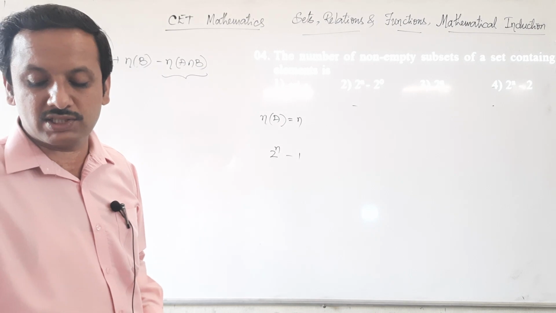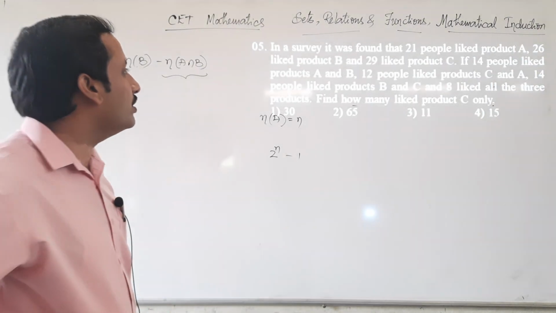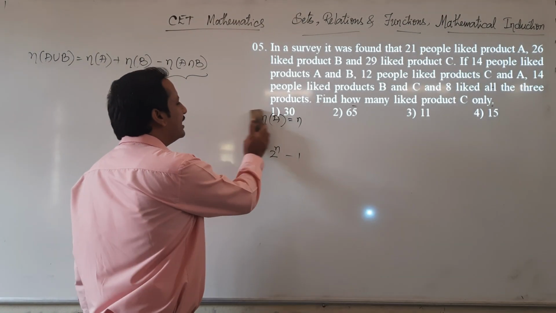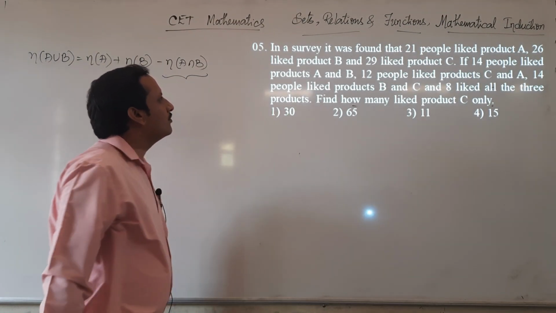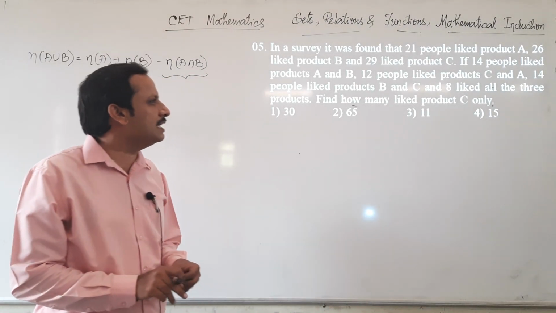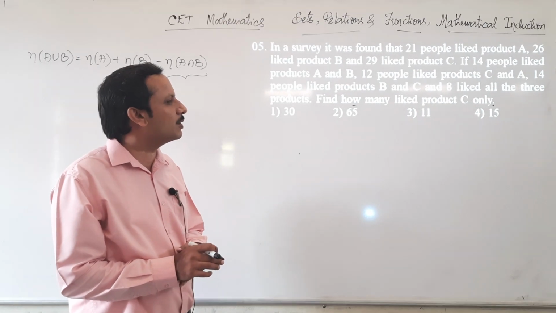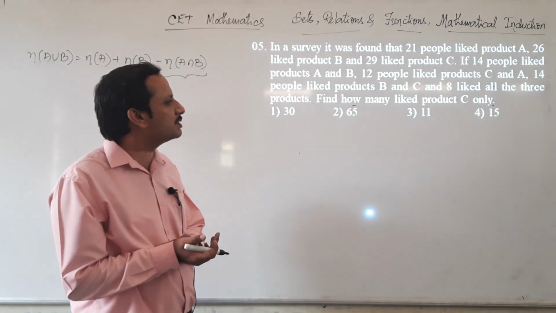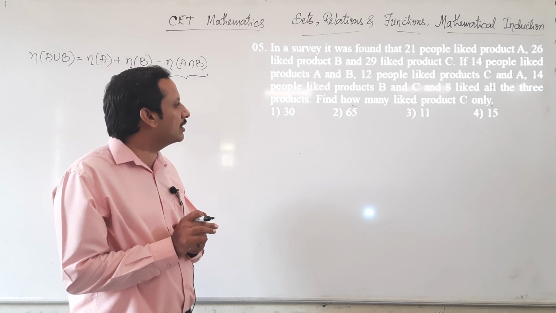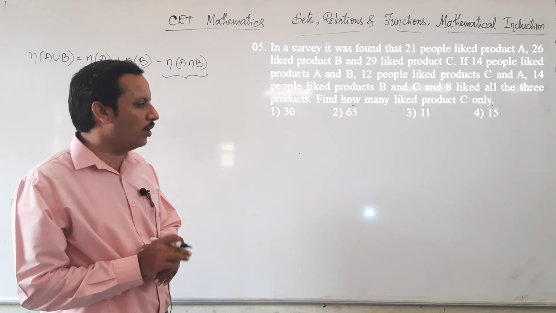Okay, let's move to the next question. In a survey, it is found that 21 people liked product A, 26 liked product B, 29 liked product C. If 14 people liked products A and B, 12 liked products C and A, 14 people liked products B and C, and 8 liked all the 3 products. Find how many liked product C only.